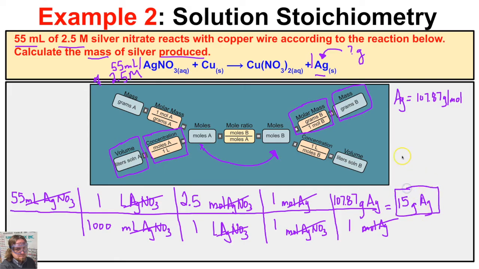So how many grams of silver will be produced if we have 55 milliliters of a 2.5 molar solution of AgNO3? It looks like 15 grams of silver will be produced. Let's take a look at one final example.